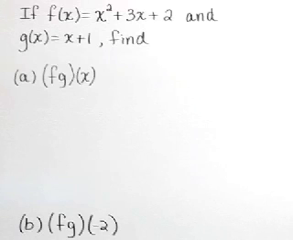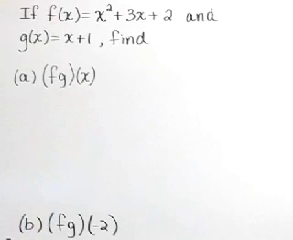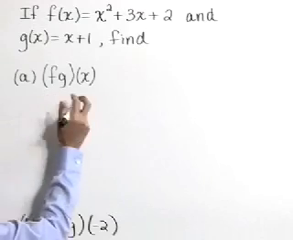If f of x is equal to x squared plus 3x plus 2 and g of x is equal to x plus 1, find, in part A, f times g of x, then in part B, f times g of negative 2. But let's start with part A. Here we want to multiply these functions.